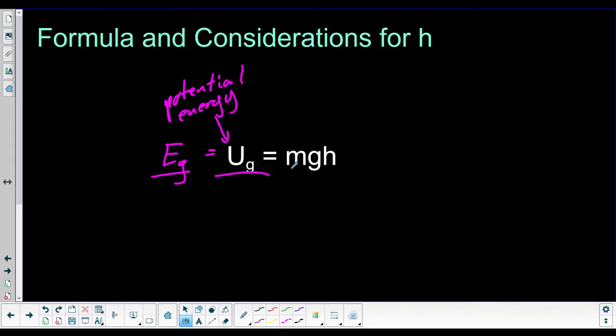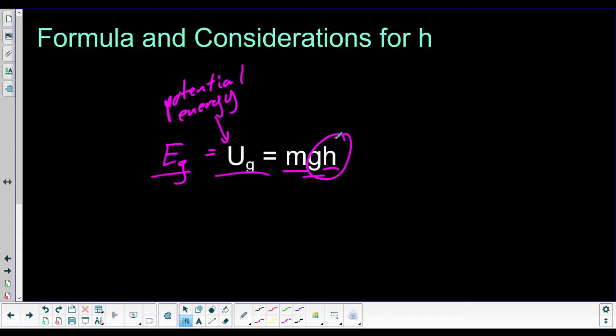The equation is the mass of the object times G, the strength of the gravitational field on Earth. It's 10 meters per second squared towards the center of the Earth. The acceleration due to gravity. And then H is the distance that the object would be allowed to fall.